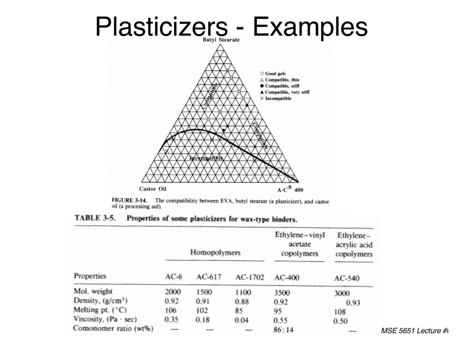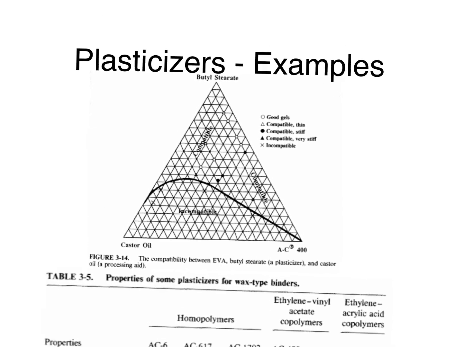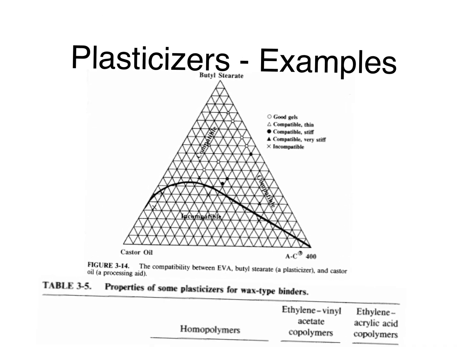So how do we put all these things together? As I mentioned, it's called trial and error, or process and error, depending on where you come from. And this is one example of what people have done, and there's whole books written on these things. There's books of these ternaries. You turn a page, it's a different ternary. You have butyl stearate, you have AC400.